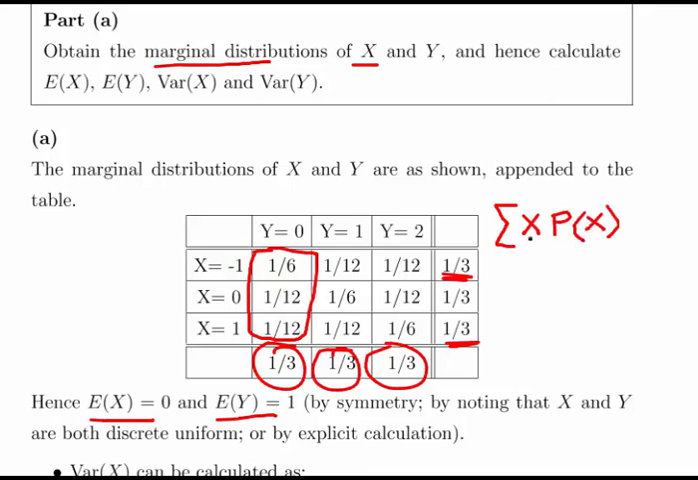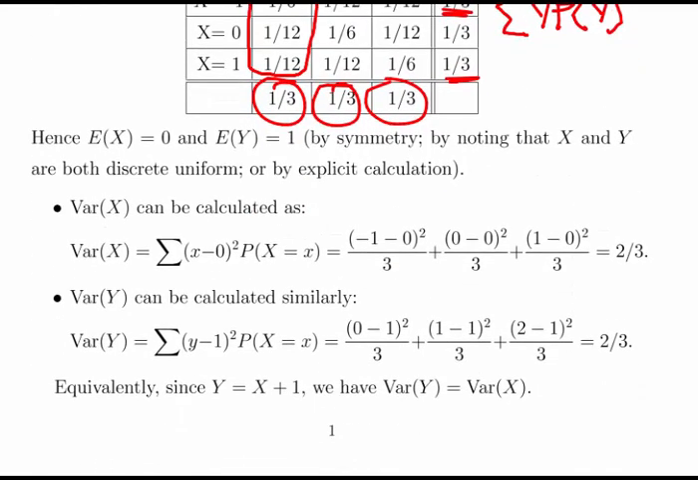These are the marginals: each value of x, -1, 0, and 1, and each corresponding probability, 1/3, 1/3, 1/3. Do that for y as well, and you should get these answers here. So that's how you do it by explicit calculation. It's probably okay to spot it in this case.